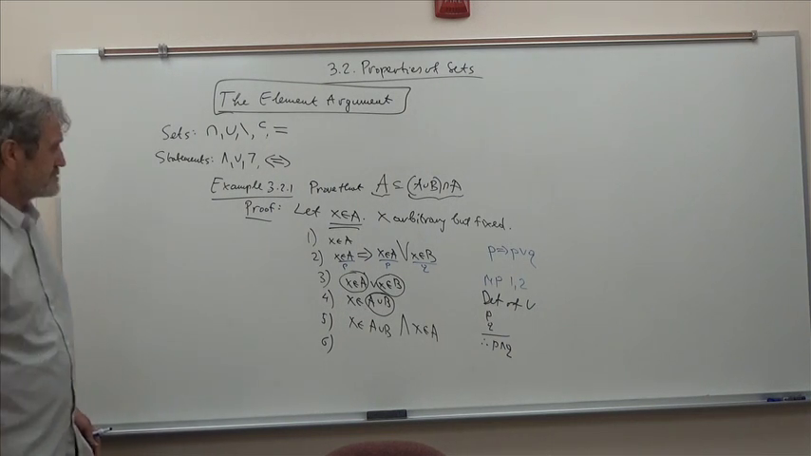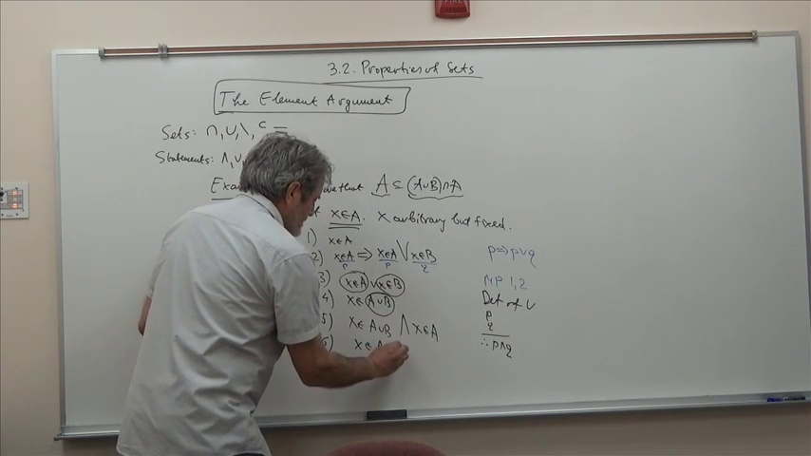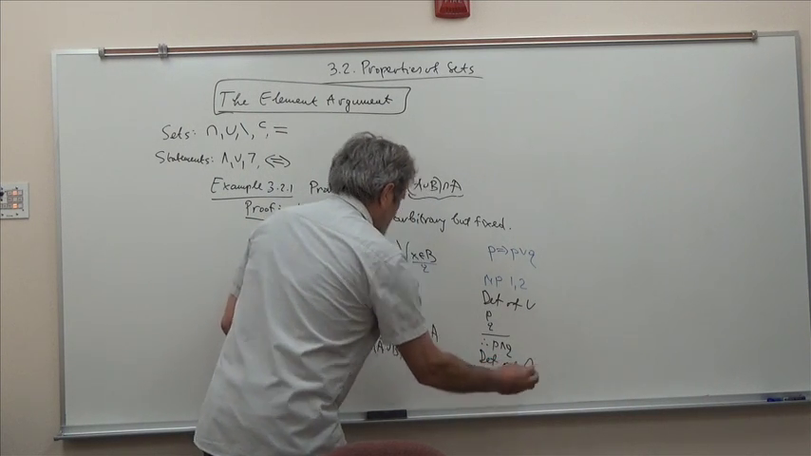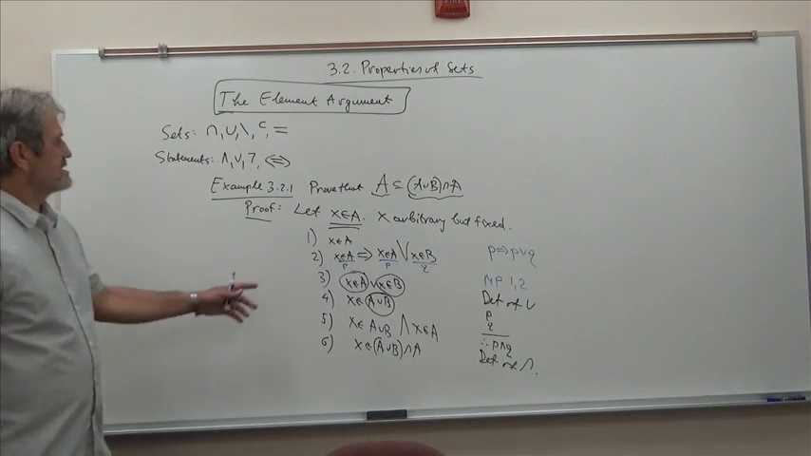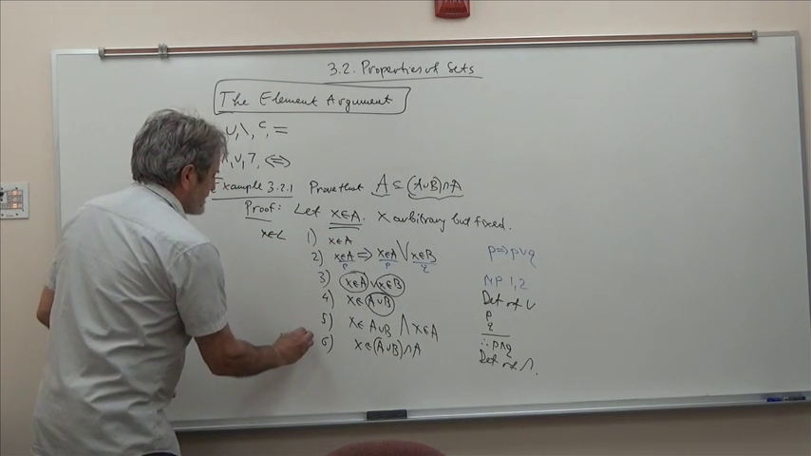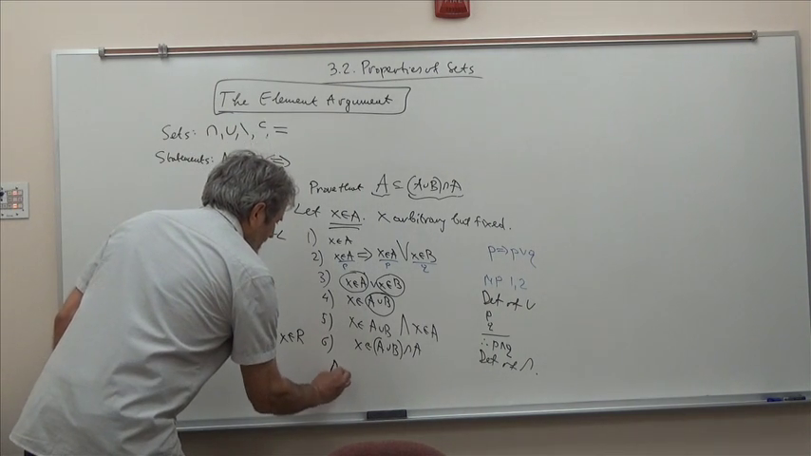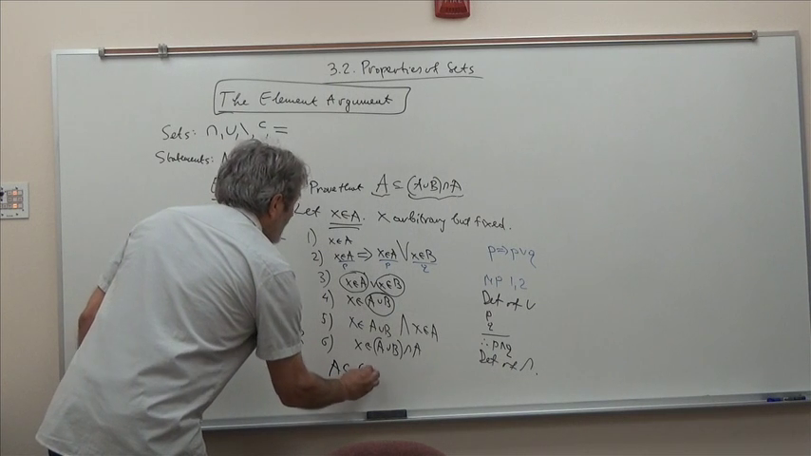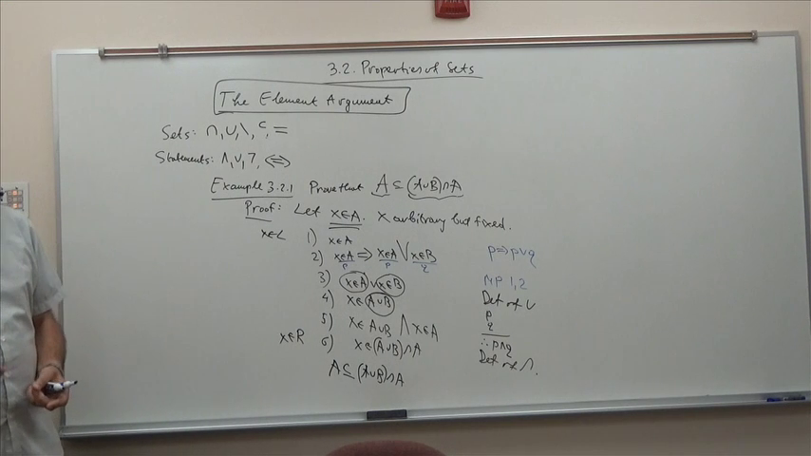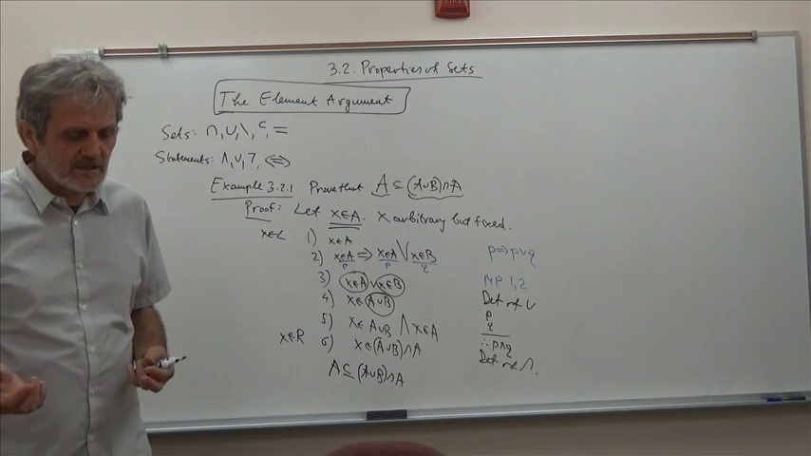So what would that be now? If I have that x belongs to both of them, then x belongs to their intersection. That is the definition of intersection. From the assumption that x belongs to the left side, I derive that x belongs to the right side. So according to the element argument, A is a subset of (A union B) intersection A. All right. That's how we prove using the element argument.